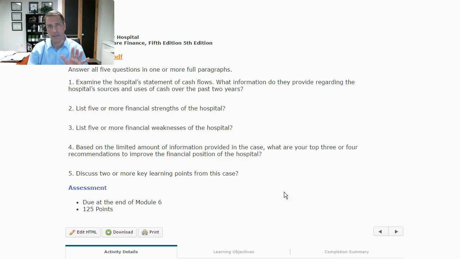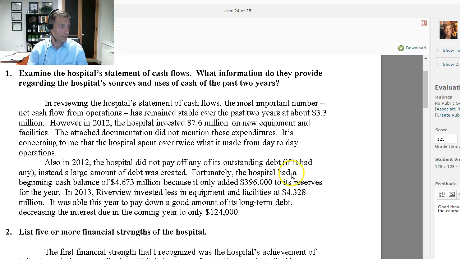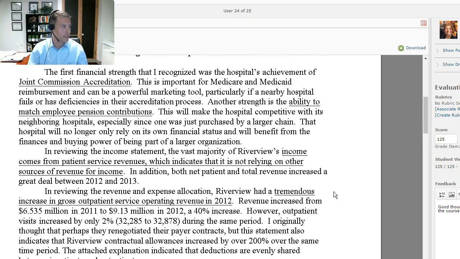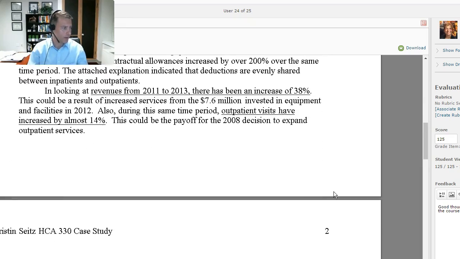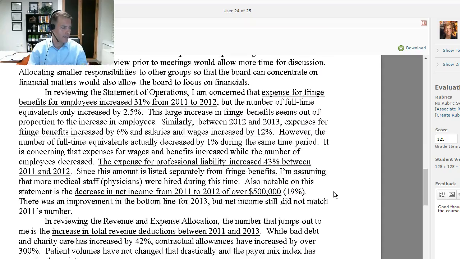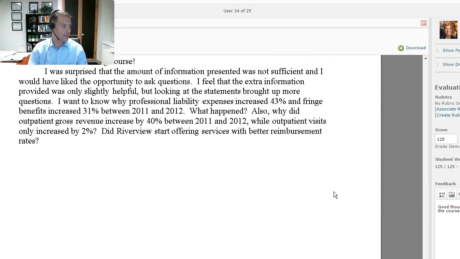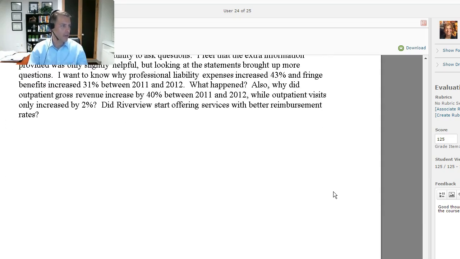You're going to be answering these five questions in complete paragraphs. As I list here, you're going to want to do one or more full paragraphs. So let me show you what that looks like a little bit. I'm going to show you a submission that was here, and I'll scan through this really quick. But notice how the student is listing full paragraphs for each one of these answers. Nice, well-rounded answers with some data in there, with information.